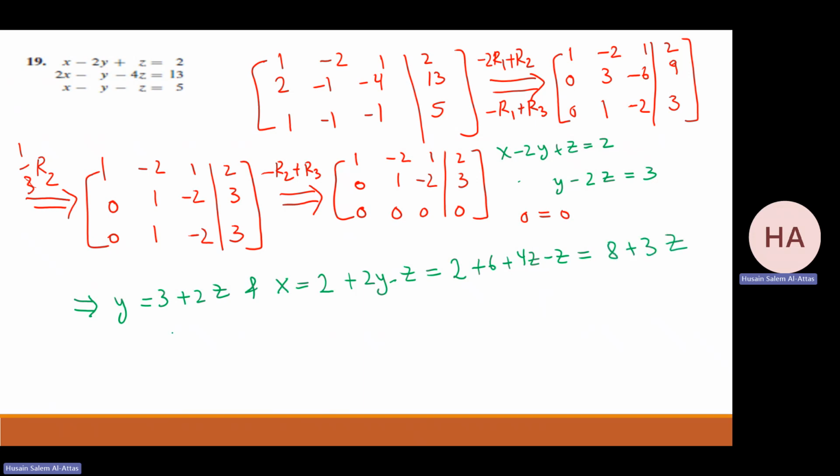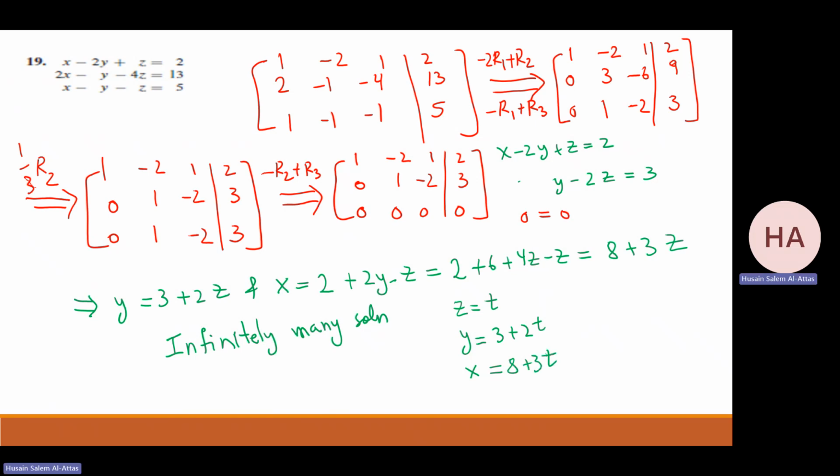So for sure we have what? We have infinitely many solutions. I let z equal t, y will be 3 plus 2t, and x will be 8 plus 3t.